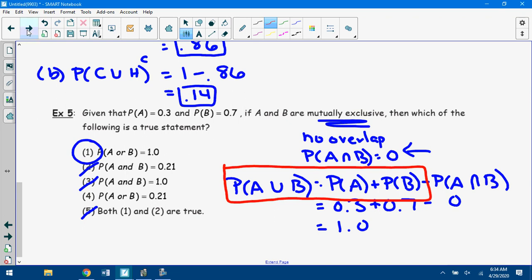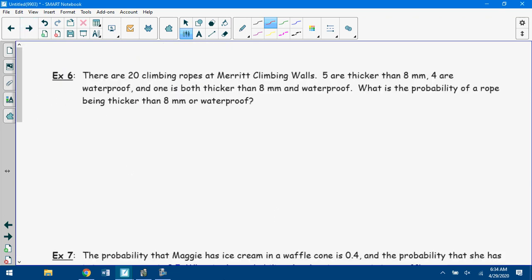Okay, last page. There are 20 climbing ropes at Merritt Climbing Walls. 5 are thicker than 8 millimeters, 4 are waterproof, and 1 is both. What is the probability of being thicker than 8 millimeters or waterproof? Again, before you jump to the table, list out the probabilities you know.